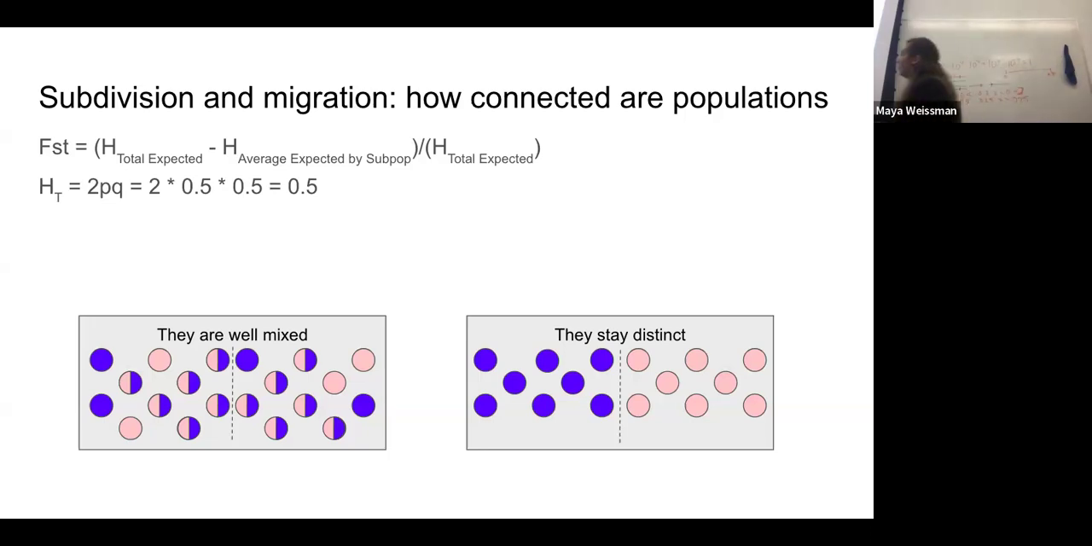Okay, so in this case, what is HT? What is the total heterozygosity? What would we expect heterozygosity to be? Well, exactly half are blue and exactly half are pink. So HT is equal to 2 times a half times a half, which we've already established is a half. And the same is true here.